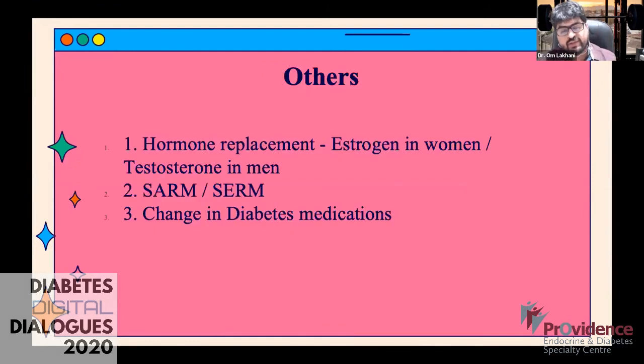Of course, hormone replacement can always be considered, estrogen in women and testosterone in men. But this is an area of a lot of controversy and debate. And I think this controversy can be solved at a later date. So I'm not going to touch this. But of course, theoretically, hormone replacement definitely improves the outcome. You have selective androgen receptor modulators or selective estrogen receptor modulators, which can have a positive impact. And perhaps changing diabetic medications may have some impact, especially in a certain group of patients.